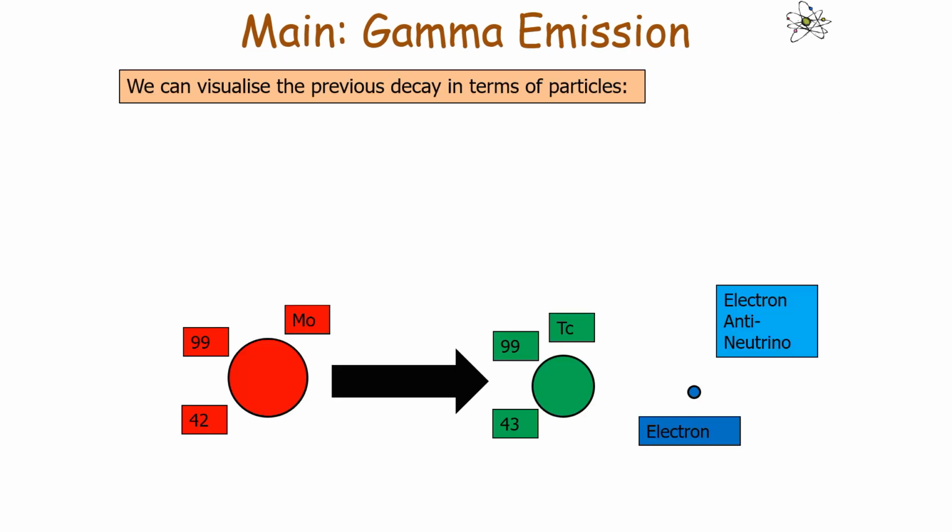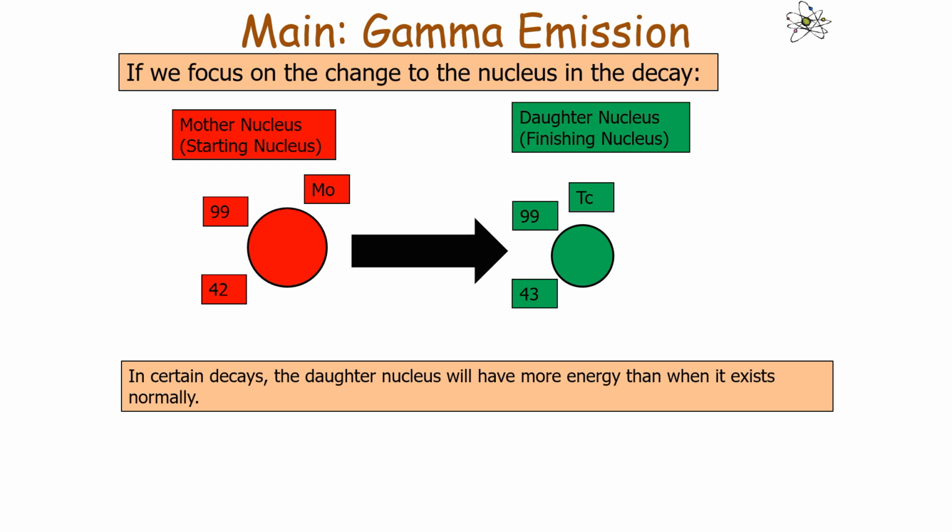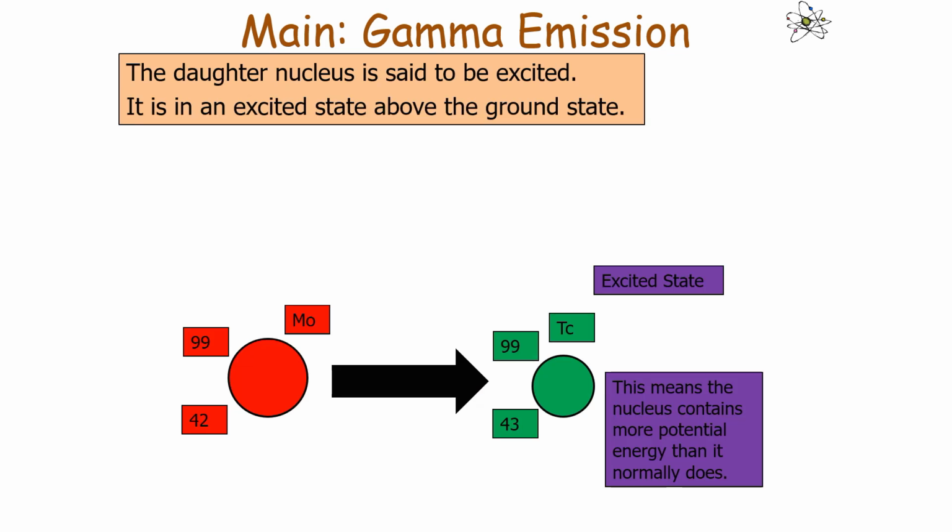So you can see we've got our unstable nucleus turning into a more stable nucleus, an electron and an electron antineutrino. Now if we just focus on the change of the nucleus in the decay, we've got our starting or mother nucleus, and then we've got our finishing or daughter nucleus. Now in certain decays the daughter nucleus will have more energy than if that nucleus was just existing normally. So in this case we would say the daughter nucleus is said to be excited. A nucleus is in an excited state when it's above the ground state, which is the state that a nucleus of this particular type would have normally.